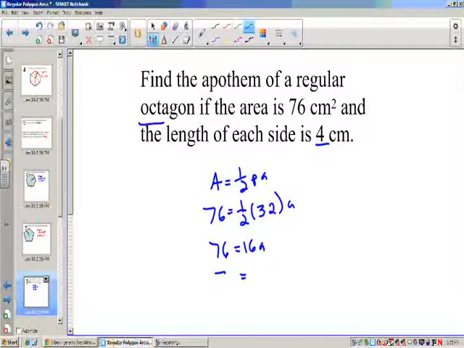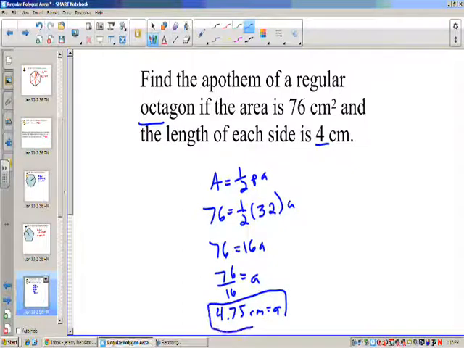So I just have to divide 76 by 16 and I'll have that apothem. So 76 divided by 16 gives us 4.75. So in this situation, our apothem is 4.75 centimeters. Now notice that the units are a one-dimensional unit.